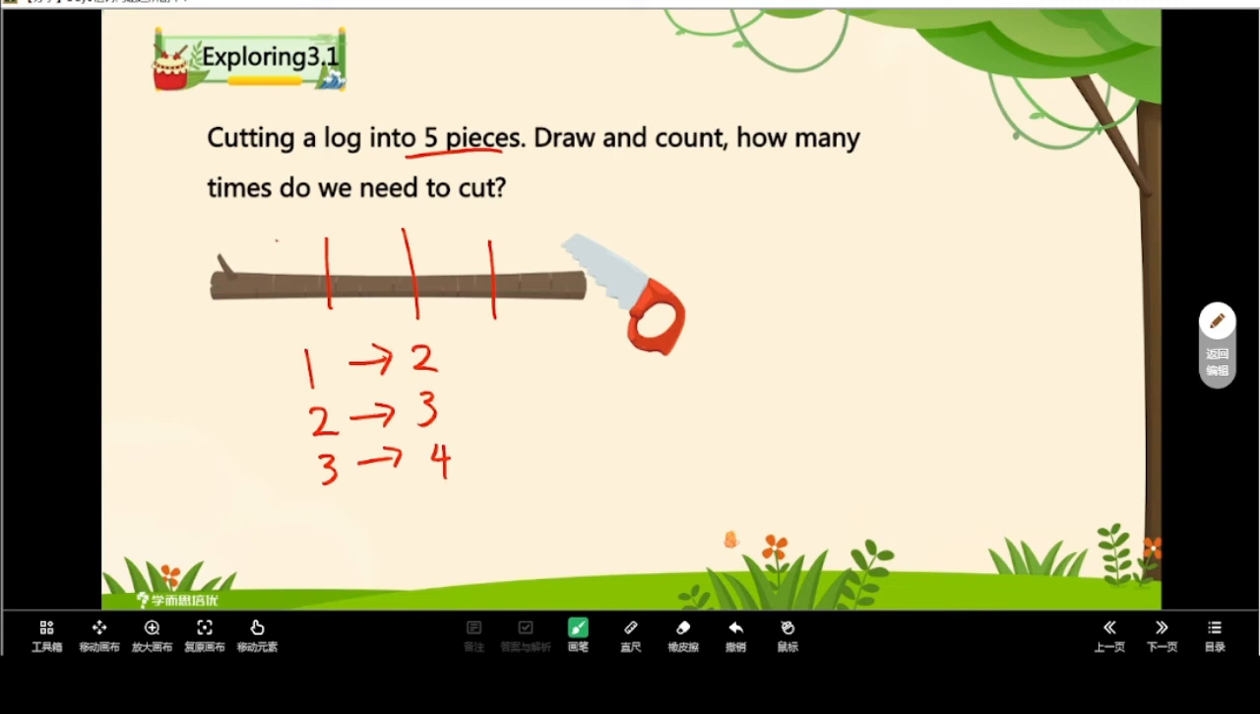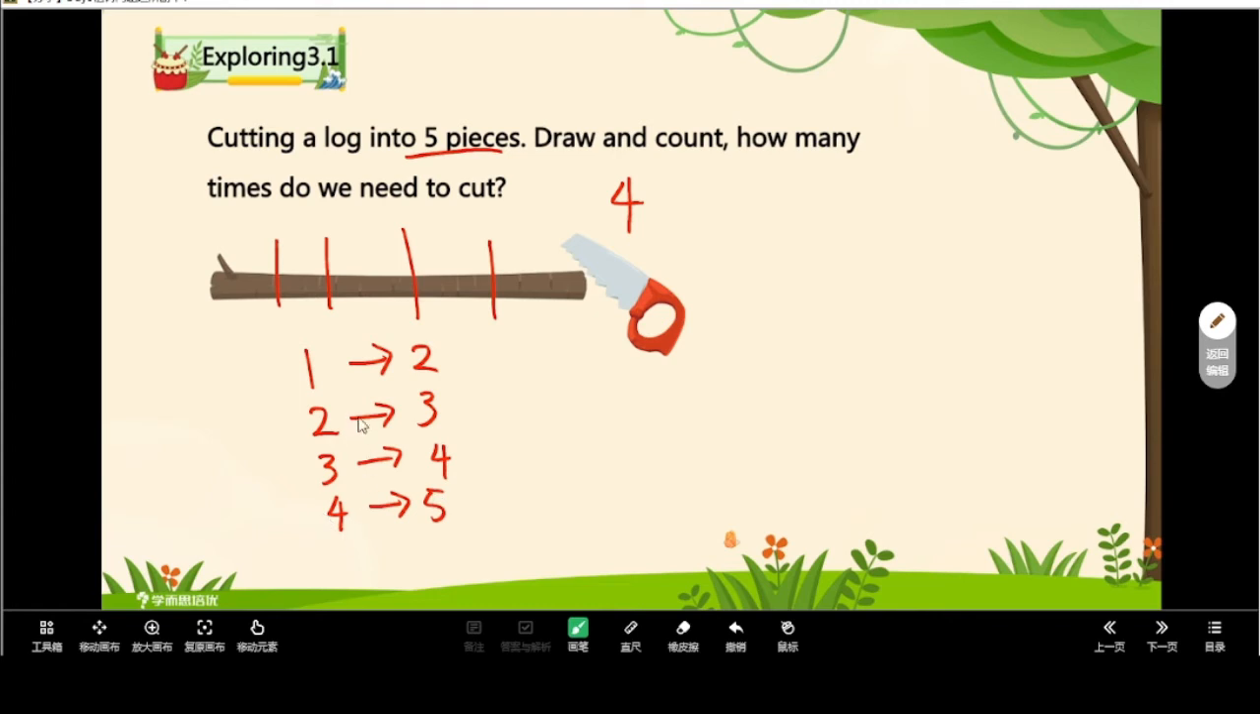If I cut 4 times, how many pieces can I get? 5 pieces. So do you know the answer now? Yes, we need to cut 4 times. But don't stop here. Let's observe the relationship between the number of cuts and the number of pieces.